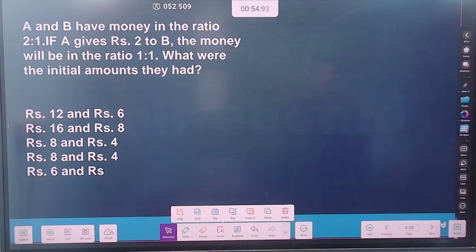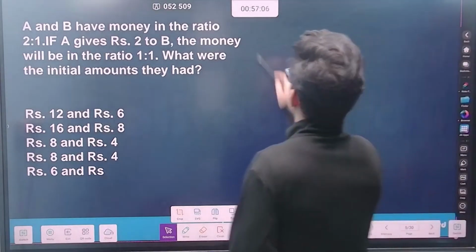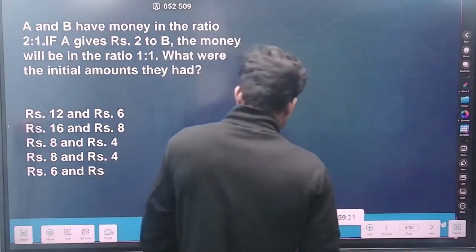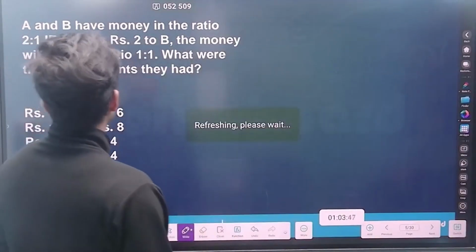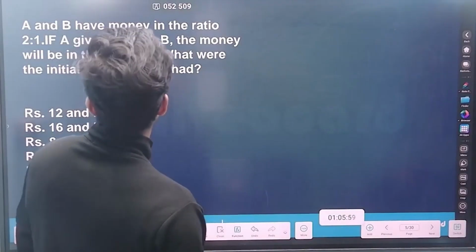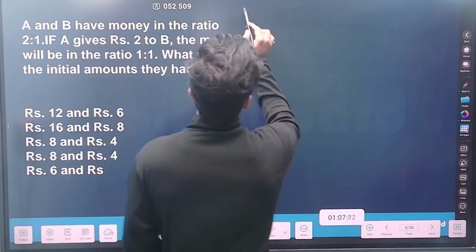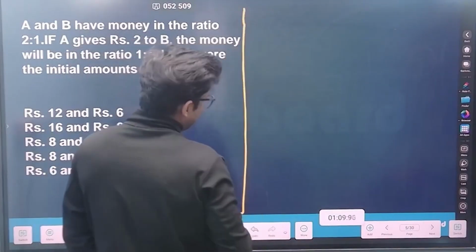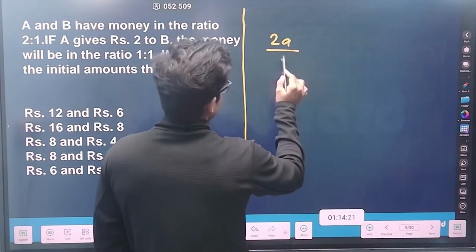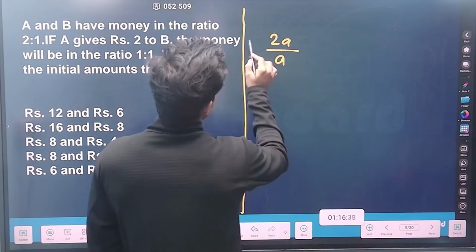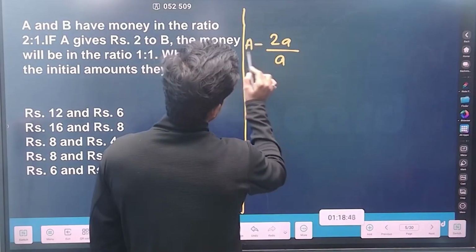Okay, I think now time is basically getting up. So actually guys, 1 minute gone. So let me just show you how we can solve this problem. First of all, A and B have money in the ratio 2:1. So now see, the logic is what? They're having the money in terms of 2A and A. This is basically A is to B.